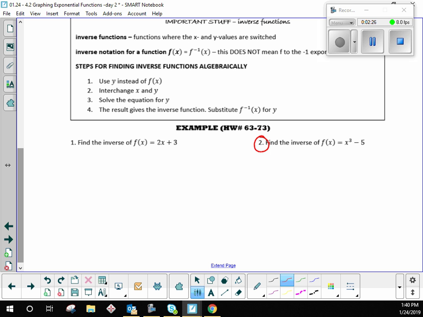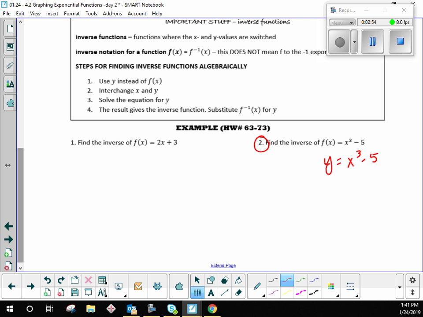Well, if this was just an xy table, and I was asking you to do the inverse, all you would do is switch the x's and y's. Or if it was a graph, we would reflect it over y equals x. But this is a function, so the inverse needs to be in the same form. It needs to be an equation. And these are the steps for doing that, okay? The first thing is that you use y instead of f of x. And the reason why is because we're going to switch the x and y. So I need a y there.